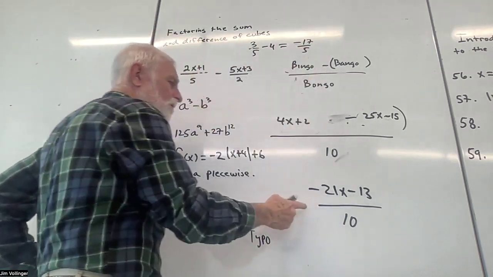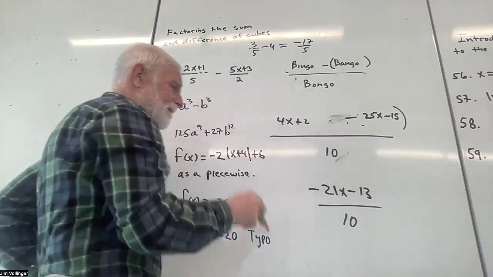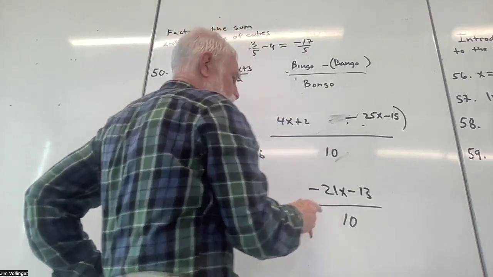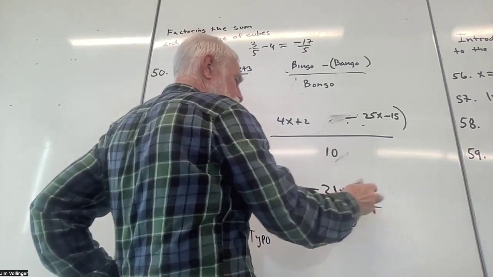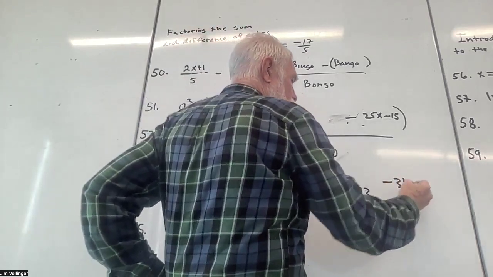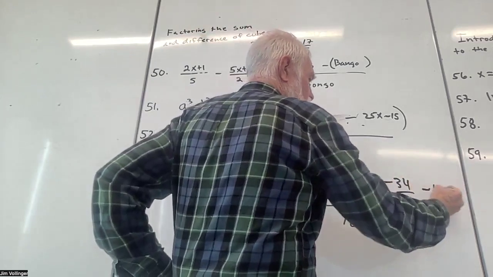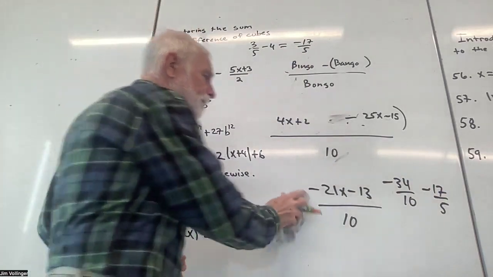If I put a 1 in here, it better come out as minus 17 over 5, or I made a mistake. And it doesn't look good. I don't like what I'm looking at. But anyway, maybe it's reduced. So put a 1 in, minus 21 minus 13 is minus 34/10. Oh, I'm happy now. Dividing by 2 gets me minus 17 over 5. Didn't see that initially, but it looks good.